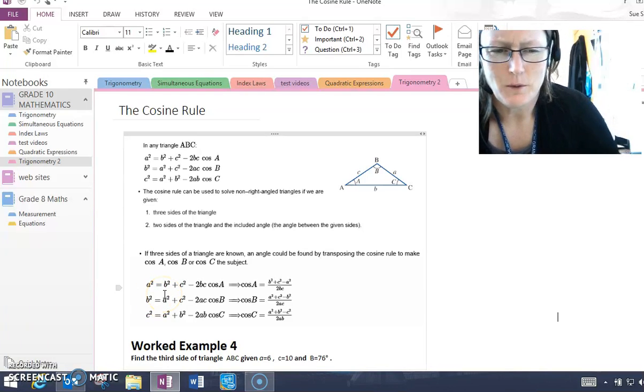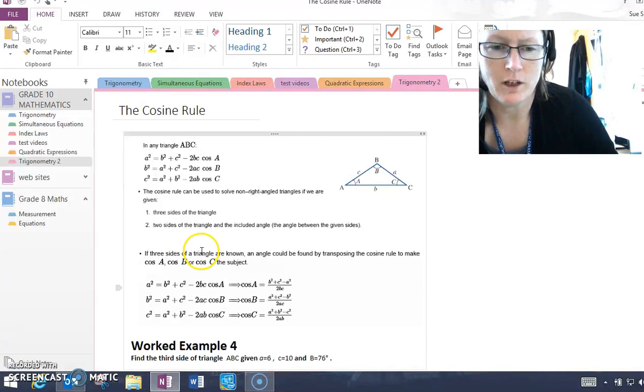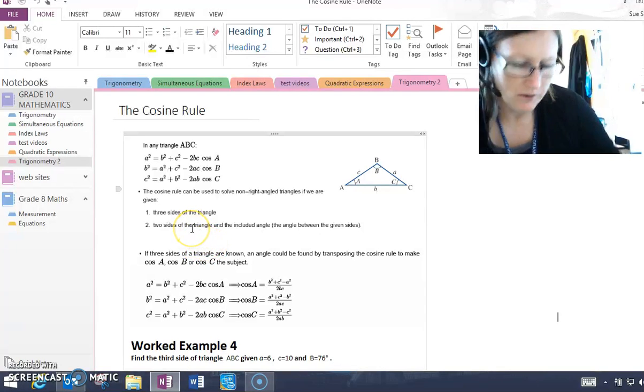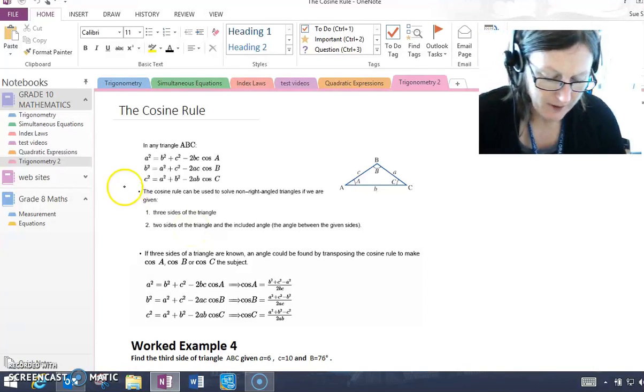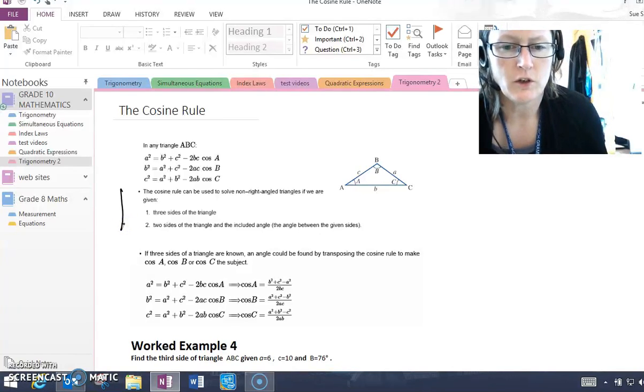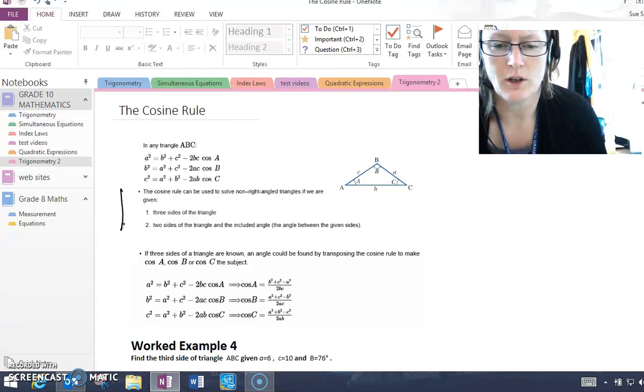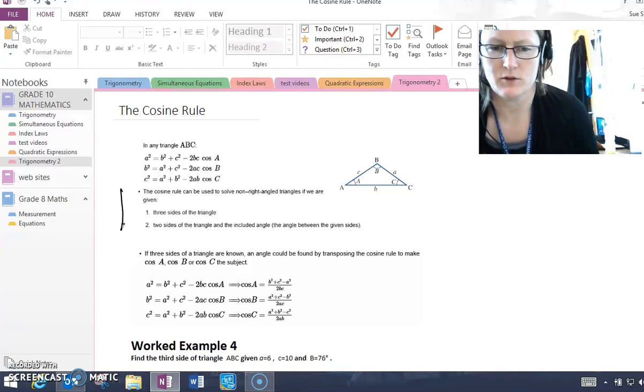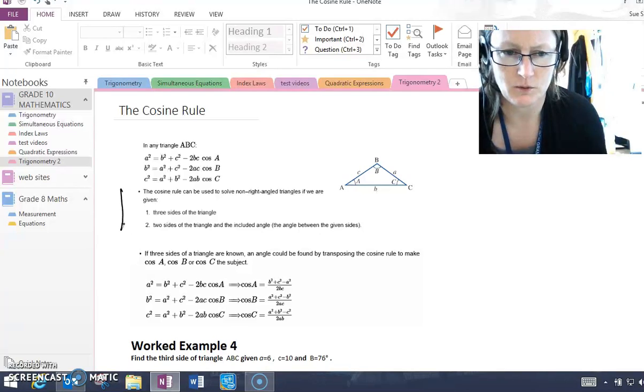Hi again. Another way to find an unknown side or an unknown angle in non-right angled triangles is to use what is known as the cosine rule. Now with the cosine rule, it explains here when we can use it. We can use it if we have three sides of a triangle, or we have two sides of the triangle and the included angle, which is the angle between the two sides that we have. So that is when we use the cosine rule.